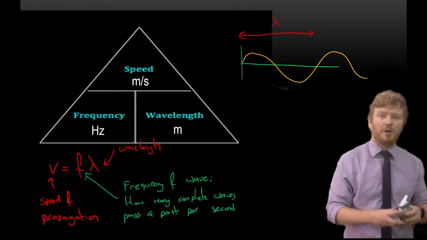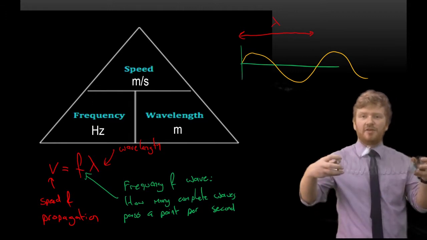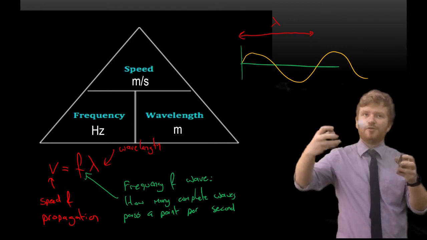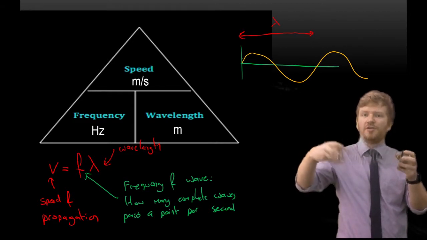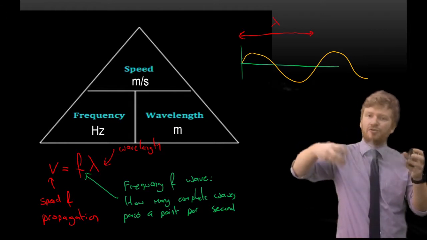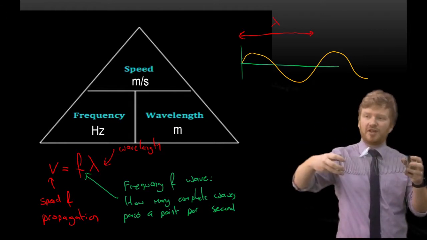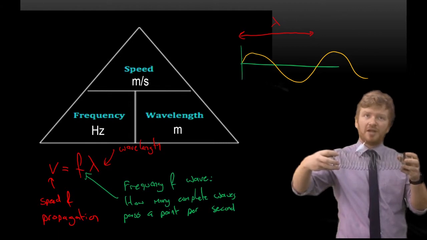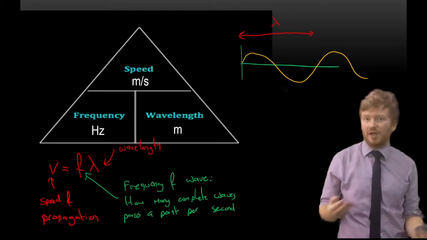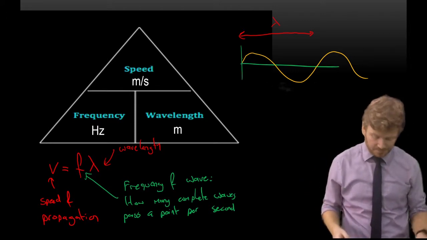So a very slow wave might be like this. 1, 2, 3, 4, 5, 6. That's about 1 hertz, about one wave traveling through every second. If I want to go a faster wave, I might go 1, 2, 1, 2, 1, 2. That's about 2 waves per second.